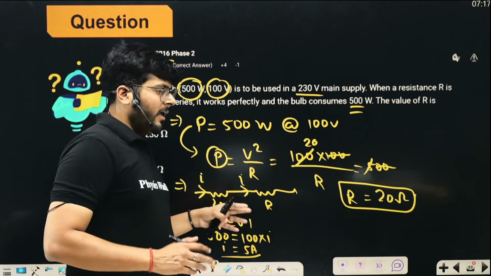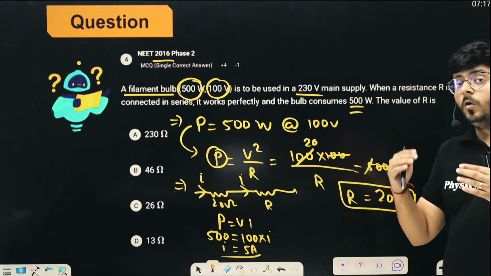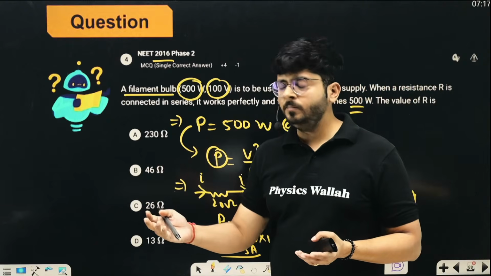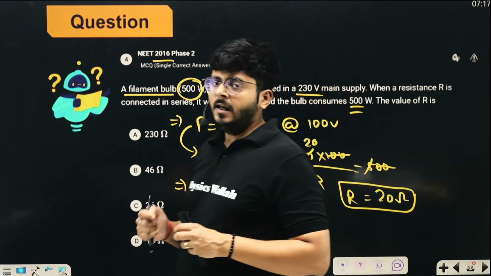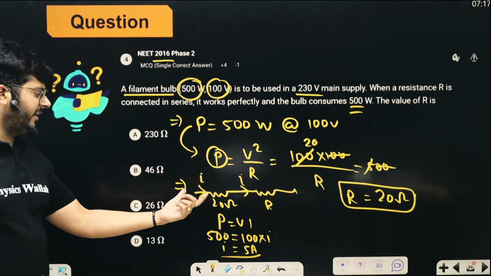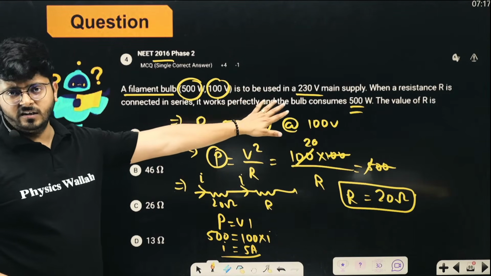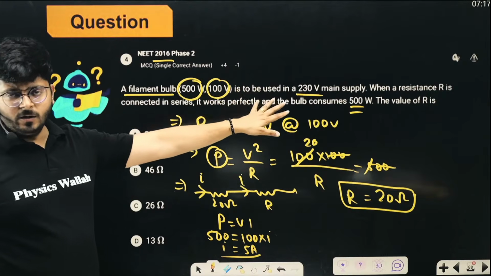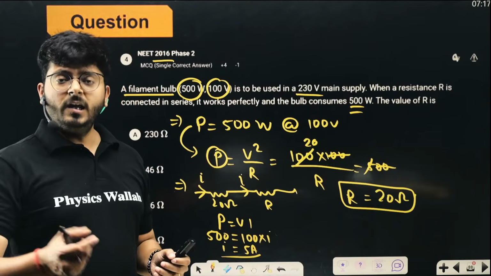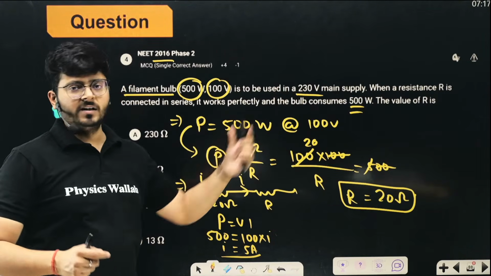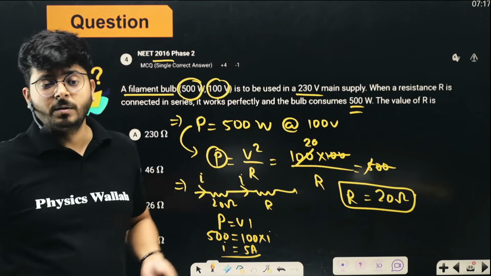Now if you want a bulb to work in a new environment, we don't want the current to exceed beyond a certain value, because the filament of the bulb is designed for a certain value of current. In the previous circuit, connected across a 100 volt supply, it consumed 500 watt power and is designed for 5 ampere current. If the current crosses that 5 ampere at a higher potential difference, the filament will break and it will not work perfectly, yes or no?